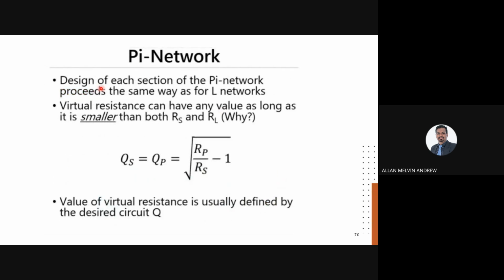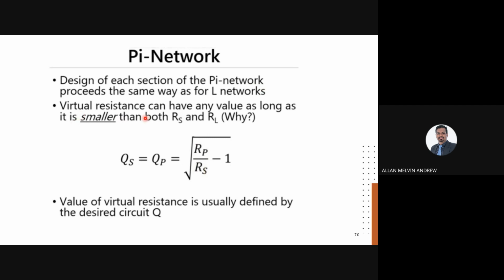Okay, so the pi network. The design of each section of the pi network proceeds the same way as the L network, so all the calculation will be the same. We are not really looking into the analysis; you can read about that in your electrical circuit theory, such as how the voltage division can be done in order to reduce. But here we just look at the structures of the circuit. Your understanding will be tested based on how the pi network differs from the T network. It will be more general, with not many mathematical expressions needed.